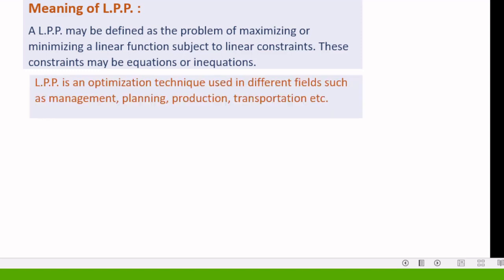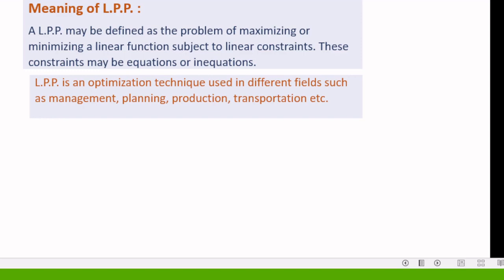Let's move forward. LPP, short for linear programming problem, is an optimization technique used in different fields such as management, planning, production, and transportation. As I mentioned, it's widely used. It's used in management. Management has to identify how much resource they have to use and how they have to plan it. Production, transportation, everywhere.